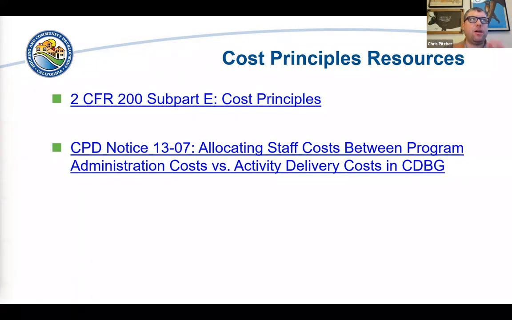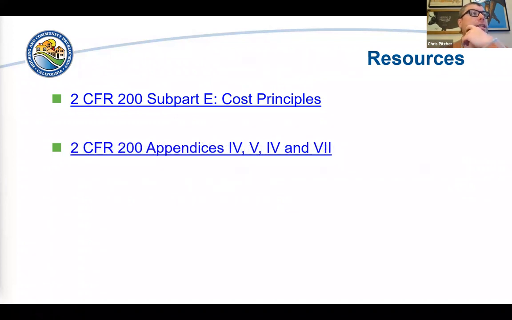Here are some resources for you. We have the 2 CFR 200 subpart E on cost principles and the CPD notice 1307, allocating staff costs between program administration costs versus activity delivery costs. This is specific to CDBG, so if that's something you're interested in. Next slide, and here we have just a few more appendices and other resources for you.